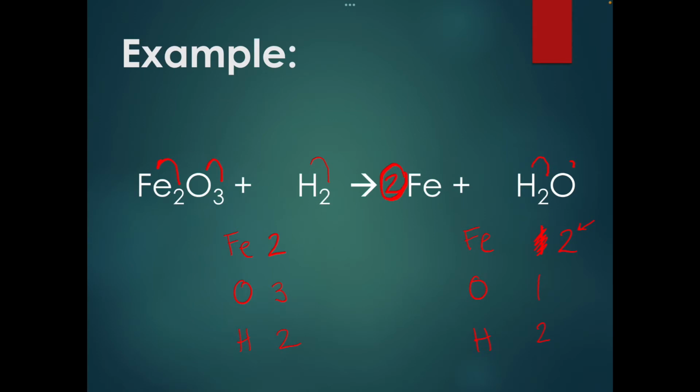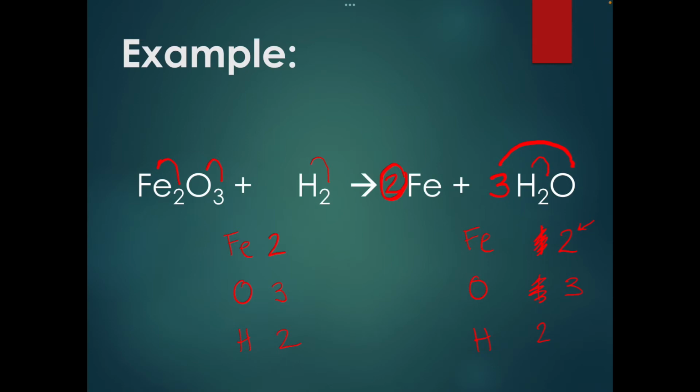So let's go ahead and look at our oxygens. I have 3 oxygens on the left-hand side, but only 1 on the right-hand side. So again, I'm going to multiply the smaller number by something to make it equal the bigger number. I'm going to put this 3 out front, so that 3 gets multiplied to the oxygen. Now we have 3 oxygens on the right-hand side, just like we do on the left-hand side.